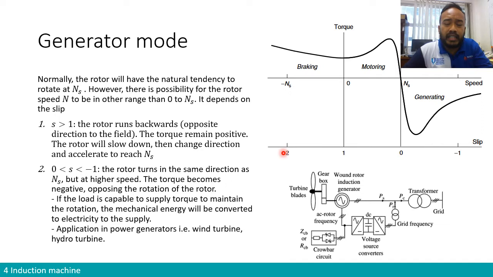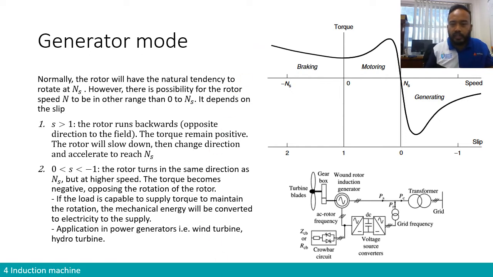Slip larger than 1 means that the rotor runs backwards. So if you remember the equation for slip, it is basically the synchronous speed minus the rotor speed, divided by synchronous speed, right? So how would you get this value larger than 1? I'll write the equation to make it clear.